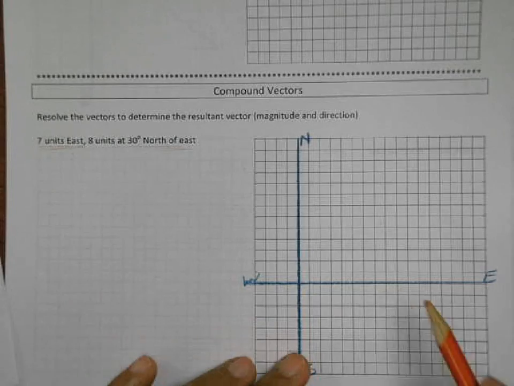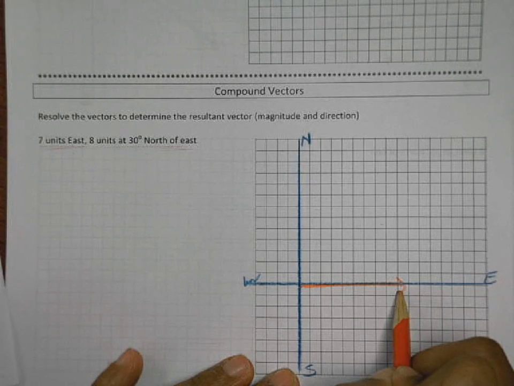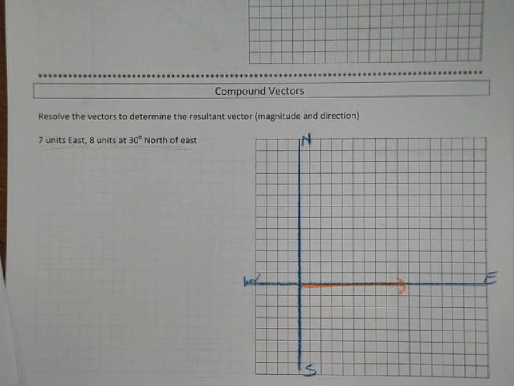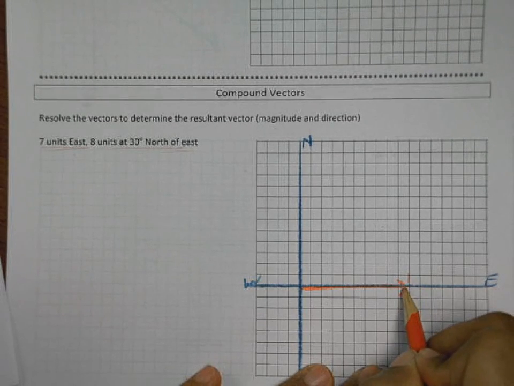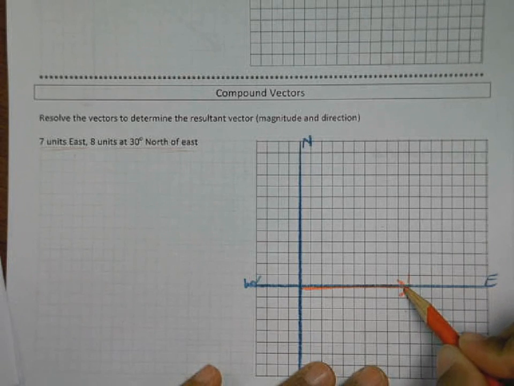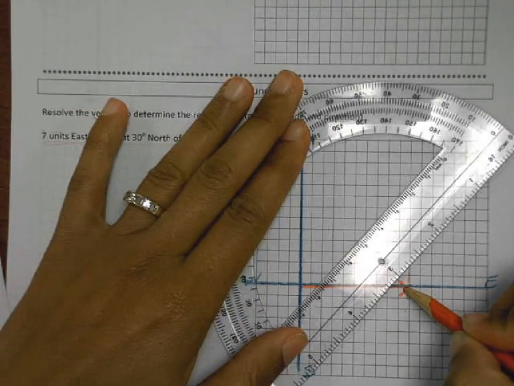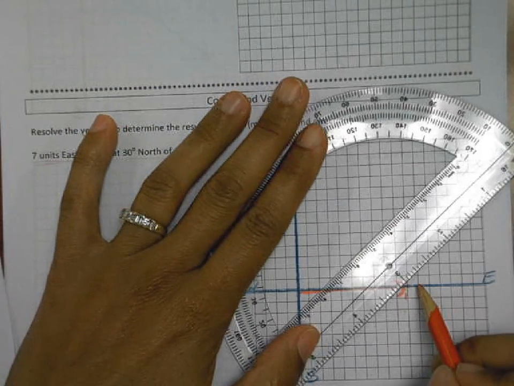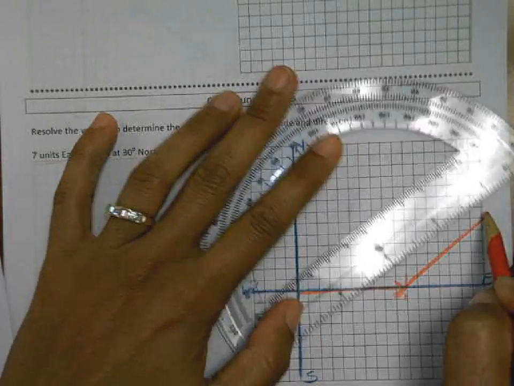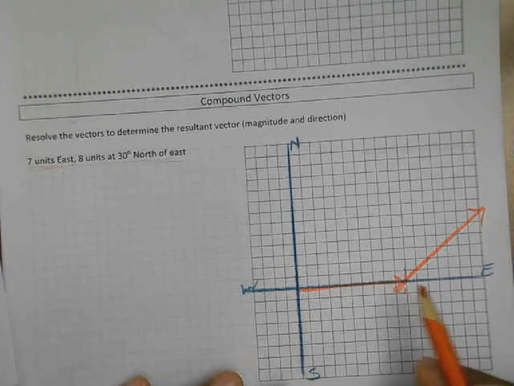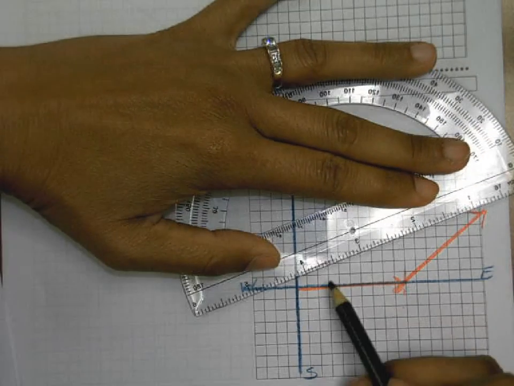So it says you move 7 units east, and this is a sketch, so I know I'm like 7 units that way. And then it's 8 units at 30 degrees north of east. So what you do is you put the tip of this arrow as your new origin. I'm going to turn 30 degrees north of east and go 8 units. So that's about 30 degrees north of east right there, and I'm going to go about 8. And of course this is a sketch. So this is where I started. This is where I ended.